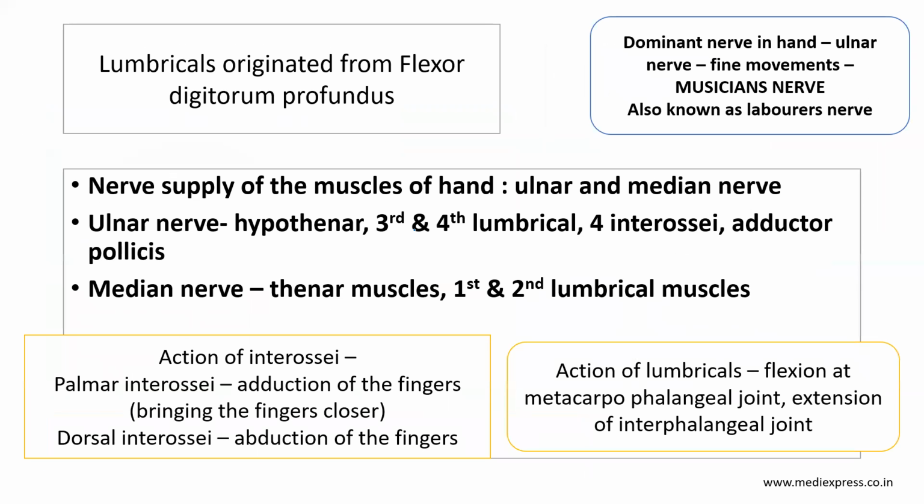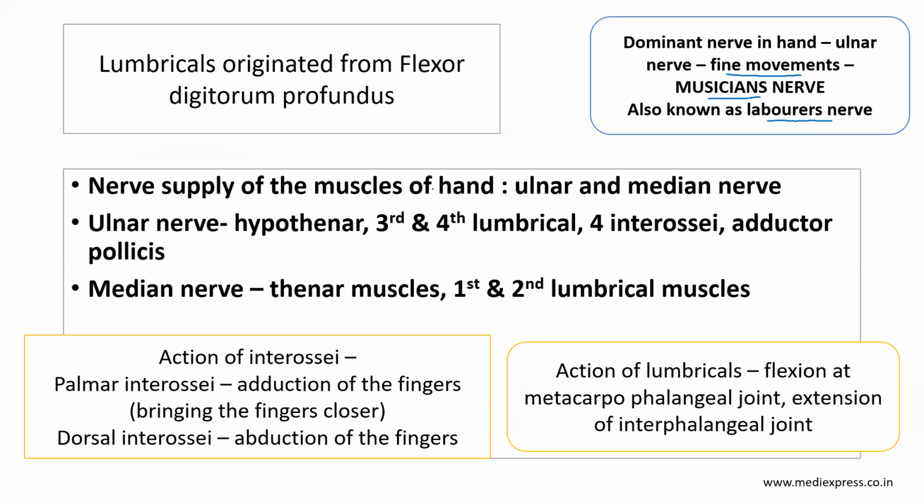Next, you need to know from where all these originate. Remember, lumbricals originate from the flexor digitorum profundus. And what is the dominant nerve in the hand? Remember, the dominant nerve in the hand is the ulnar nerve, which is responsible for fine movements. That is why the ulnar nerve is known as the musician's nerve, or otherwise the laborer's nerve, because it is responsible for fine movements.